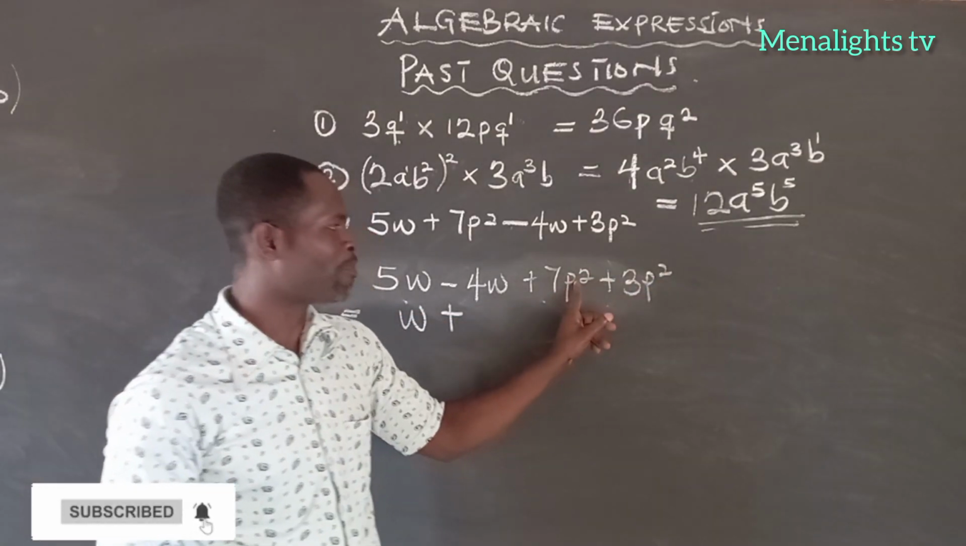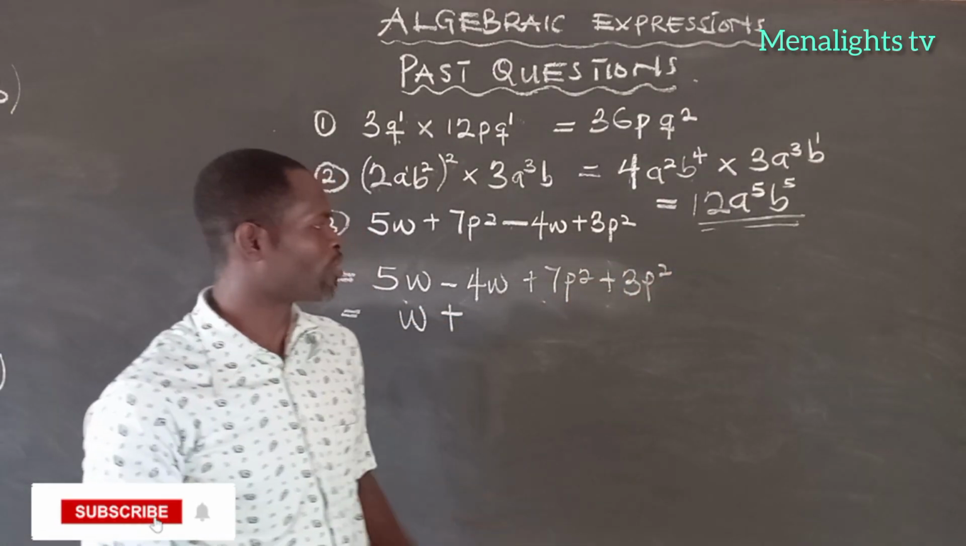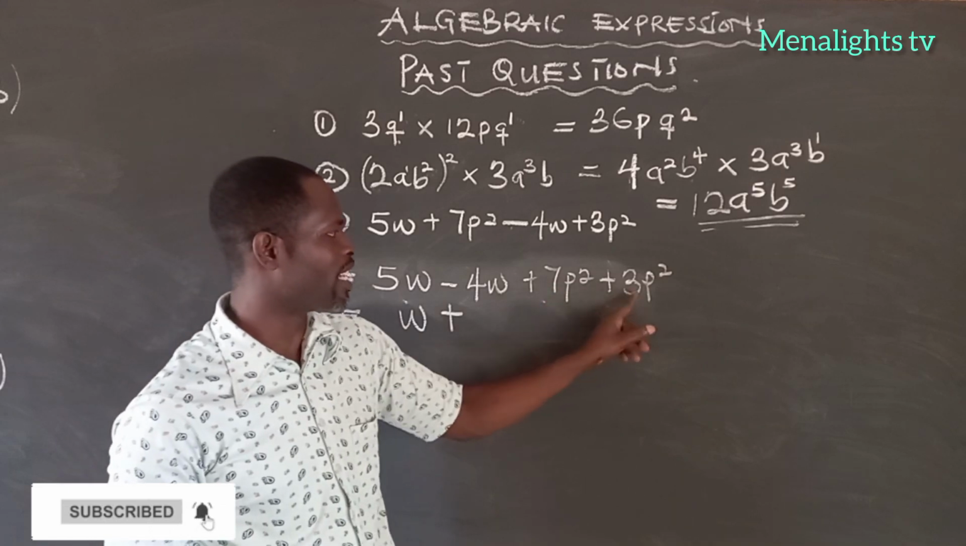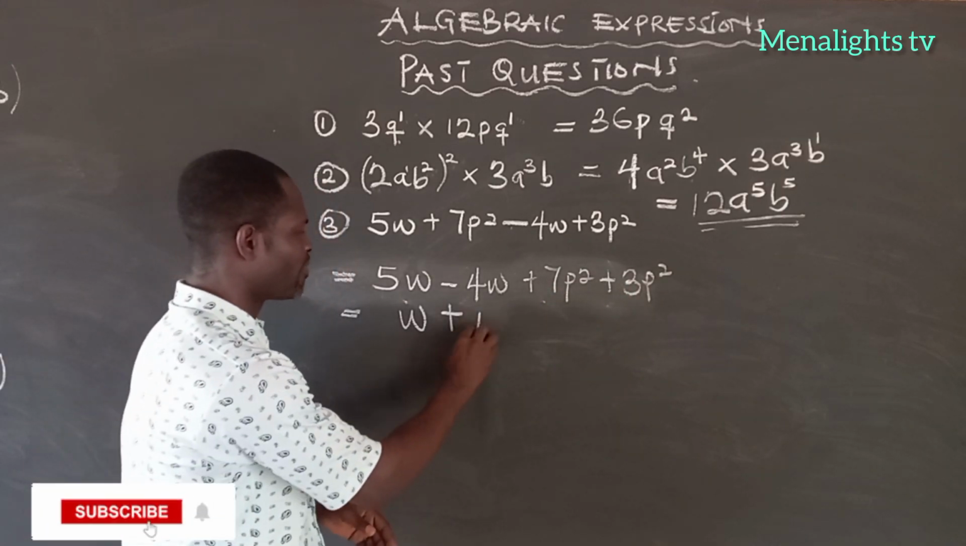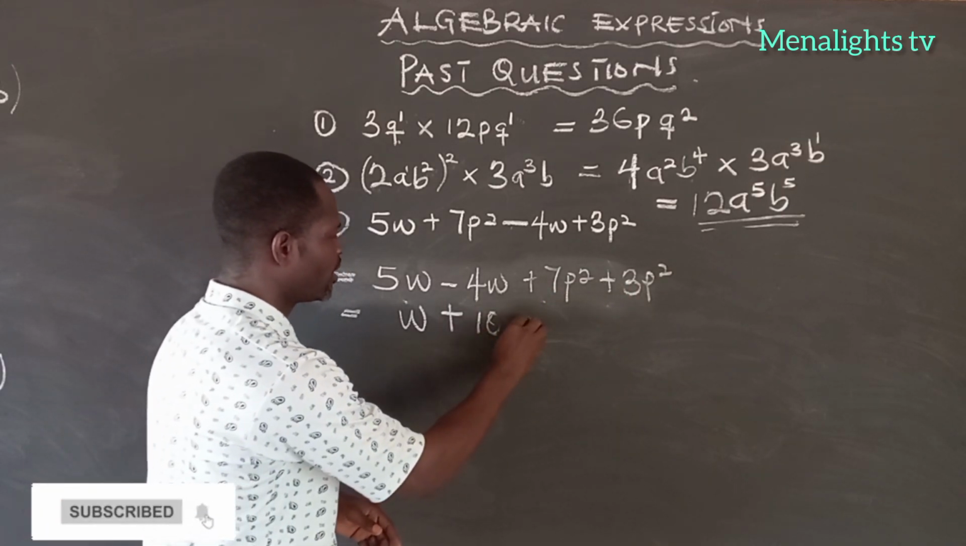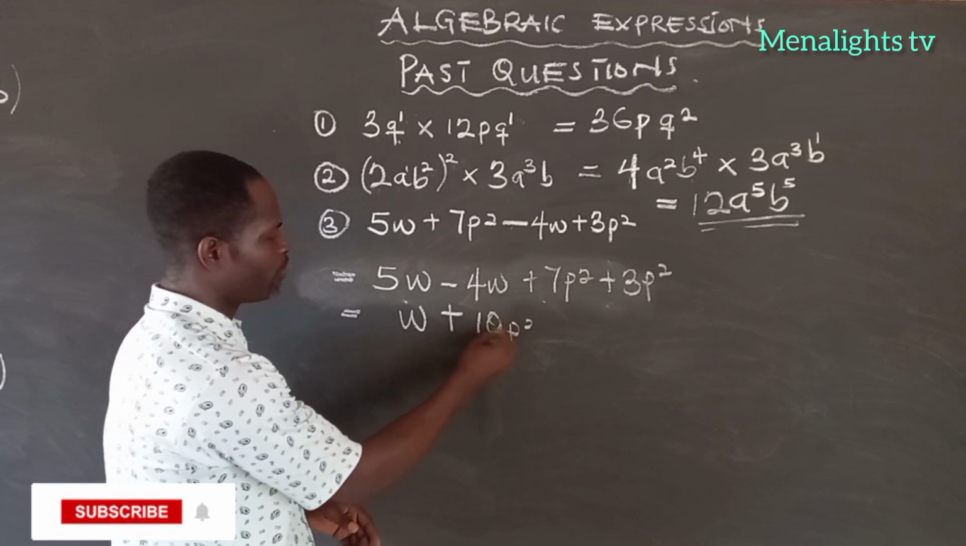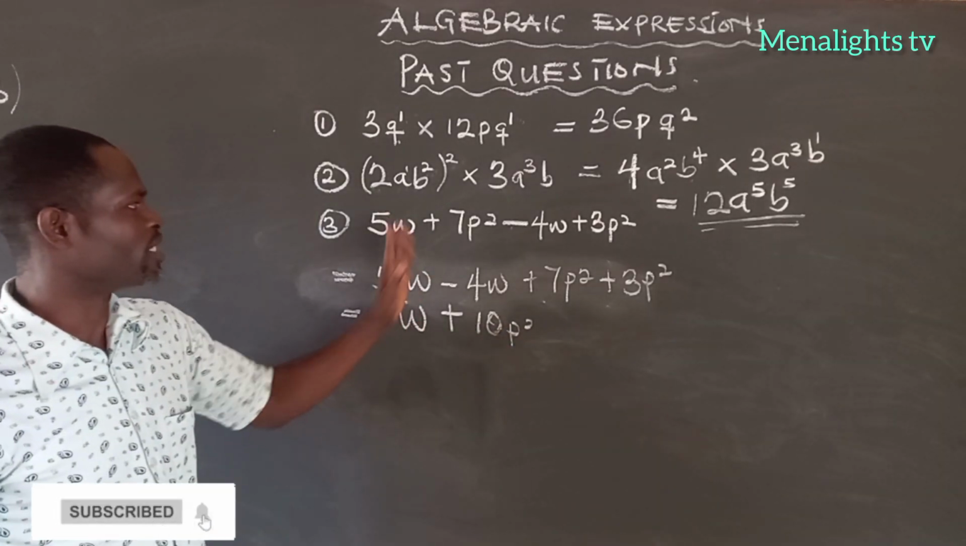Since we have p squared here, another p squared, what we have to do is what? We add the 7 and the 3. So that will give us 10p squared. 10p squared as the answer to the question number 3.